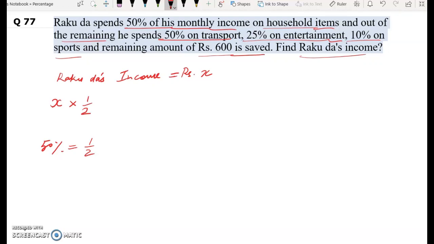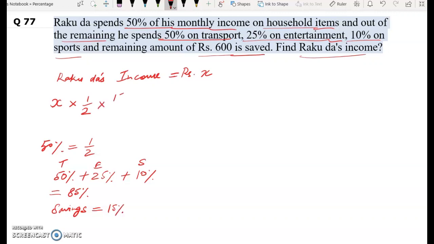Now out of the remaining he spends 50% on transport, 25% on entertainment and 10% on sports. So total spent is how much? 50 plus 25 plus 10, which is 85%. Now 85% is spent, so savings will be 100 minus 85, 15%. So his savings will be 15%.